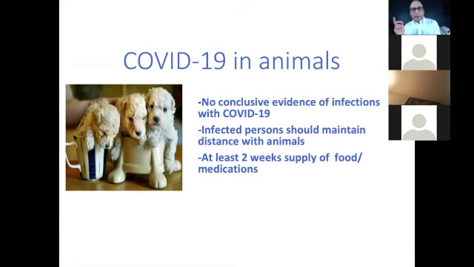Okay, on the last slide, and then we'll open it up to questions. This slide comes from Dipankar, which is on COVID-19 in animals. This question comes in the context of pets, I guess, right? Most often, yes. So no conclusive evidence of infections with COVID-19 in animals. Infected persons should, however, maintain some distance from animals, but importantly, there is no conclusive evidence that COVID-19 is existing in animals as we speak.